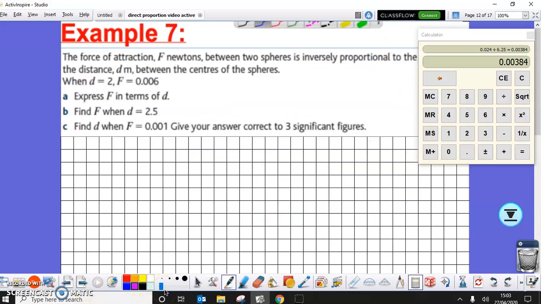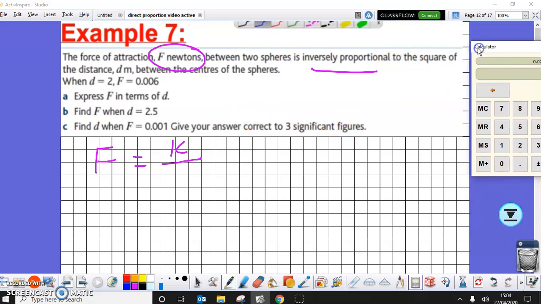Example 7. This time we've got F in newtons is inversely proportionate to the square of the distance in meters. So distance squared. Okay. So again, first step, find the K from the values that they give you. They tell you that F is 0.006 and D in this case is 2.